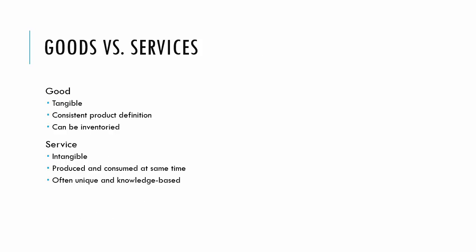So what are goods and what are services? How are they different? We often divide the output from the production/operations into two categories, goods and services. Goods are characterized by the fact that they are tangible products. That is, you can pick them up in your hands, put them on a shelf or a warehouse, count them in inventory. They often have a very consistent product definition that consumers are very familiar with. Additionally, their production is often separate from their consumption or purchase.